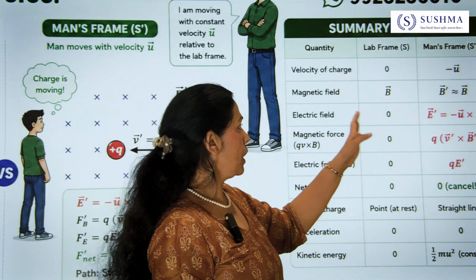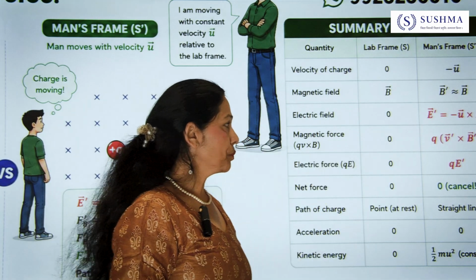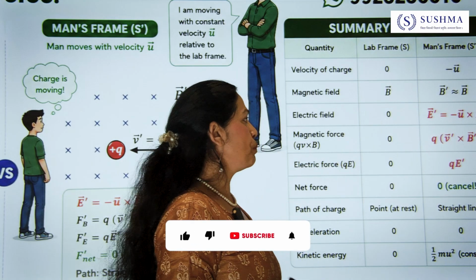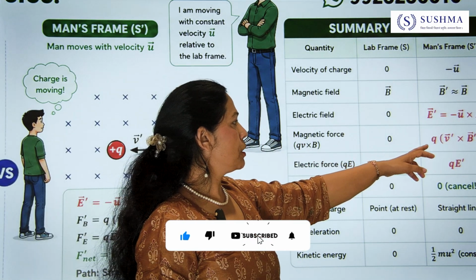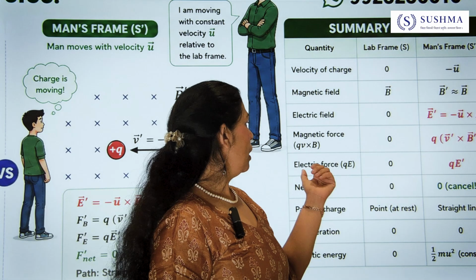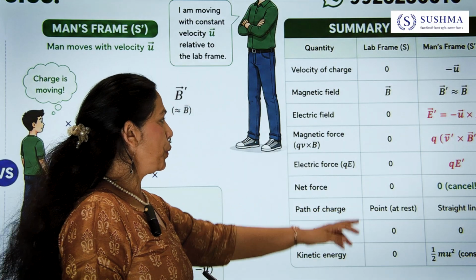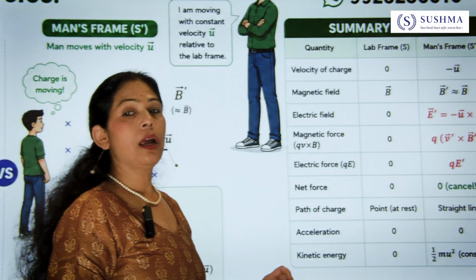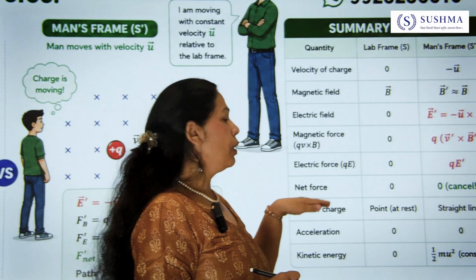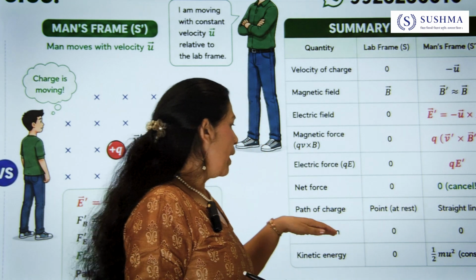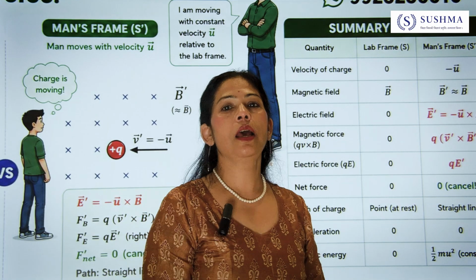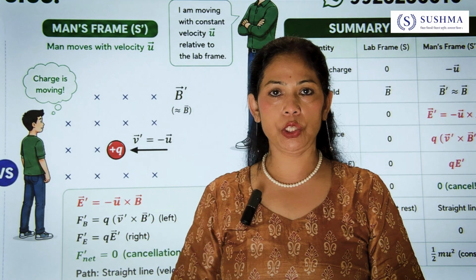Things change in the man's frame when the man is moving. Magnetic field is the same as it was. Electric field E is equal to minus u cross B. Magnetic force is equal to q into v cross B, or minus u cross B. Electric force is q into E, whatever E we have calculated, but they are such that they nullify the effect. So net force is 0, the path of the charge is a straight line, acceleration is 0, and this person feels that there is kinetic energy associated with this charge.